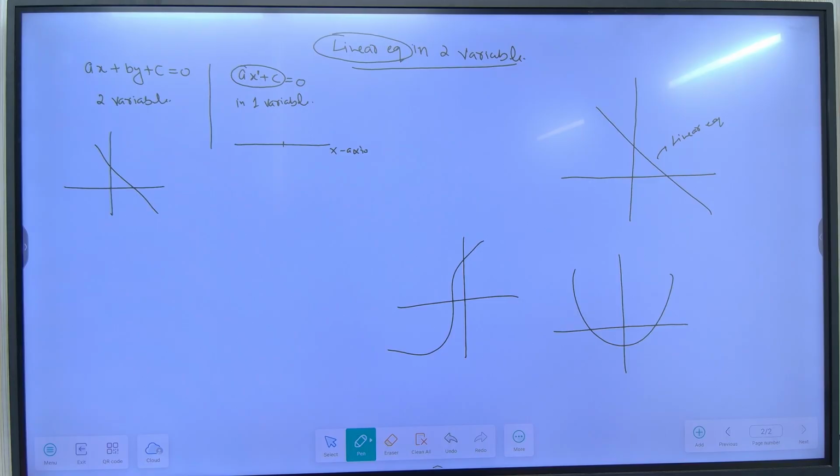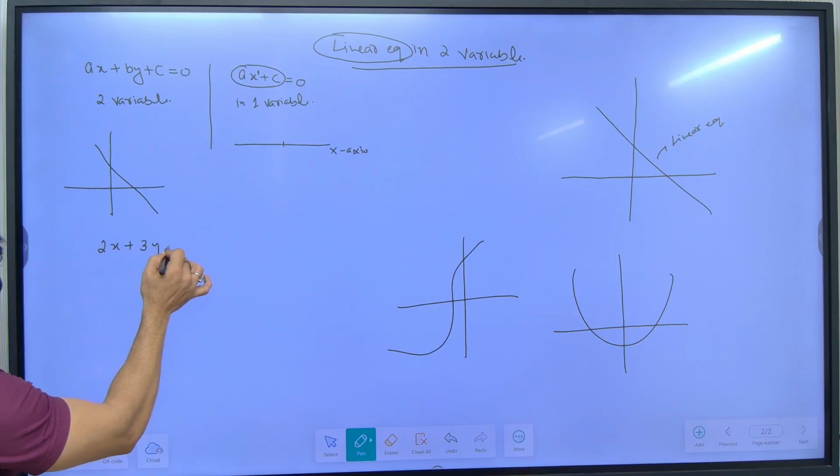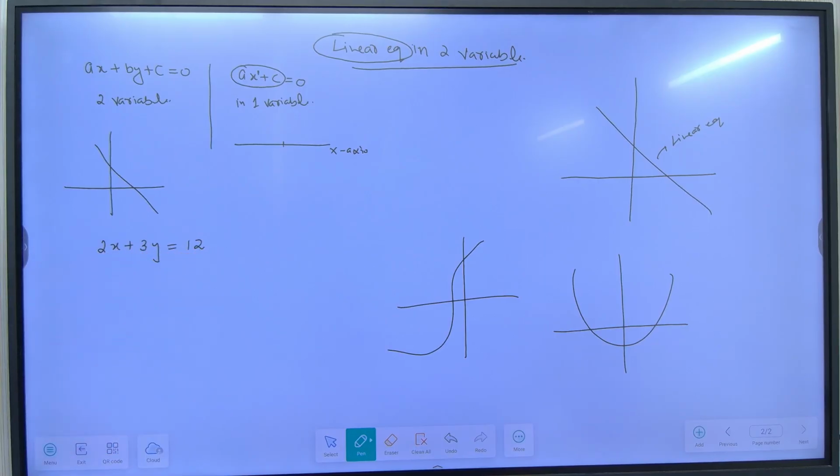Right. Now, suppose we have an equation 2x plus 3y is equal to 12. Right? You have equation 2x plus 3y is equal to 12. And if I ask you to find out the solution of this equation, so how many solutions do you think exist? How many solutions?